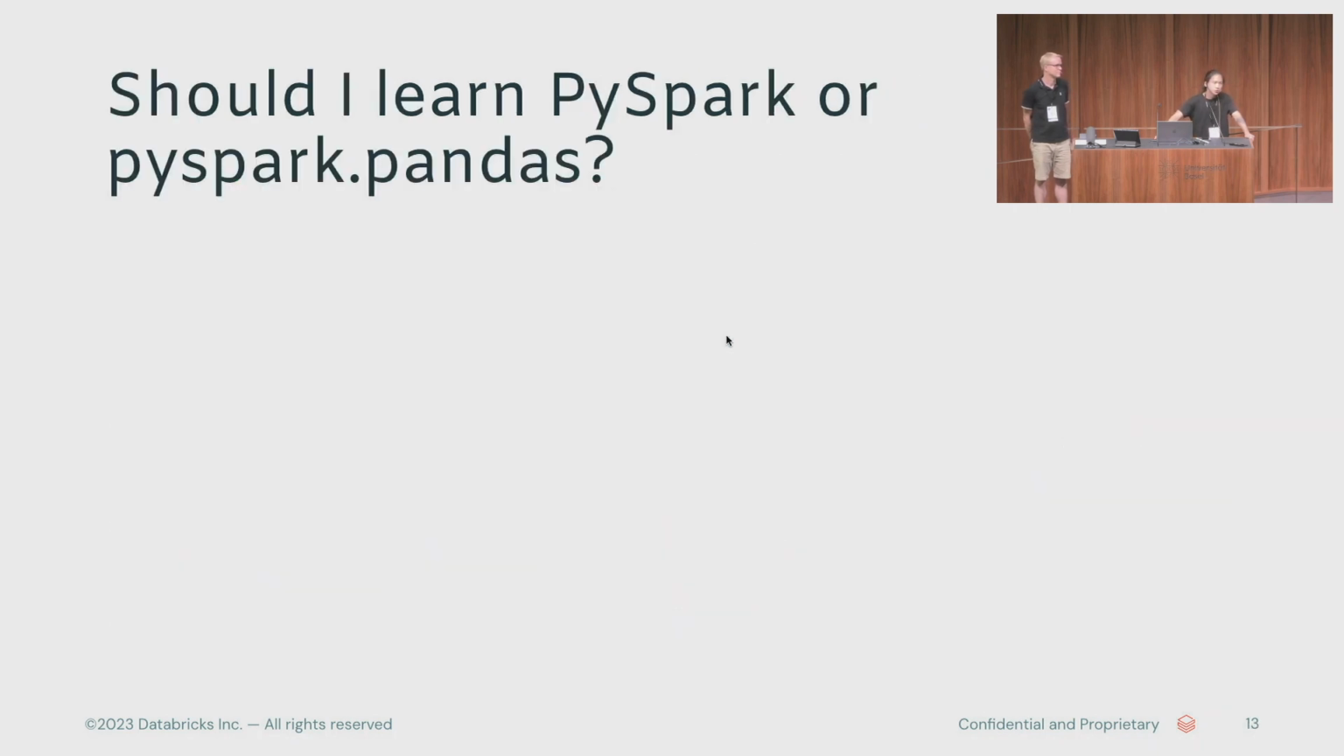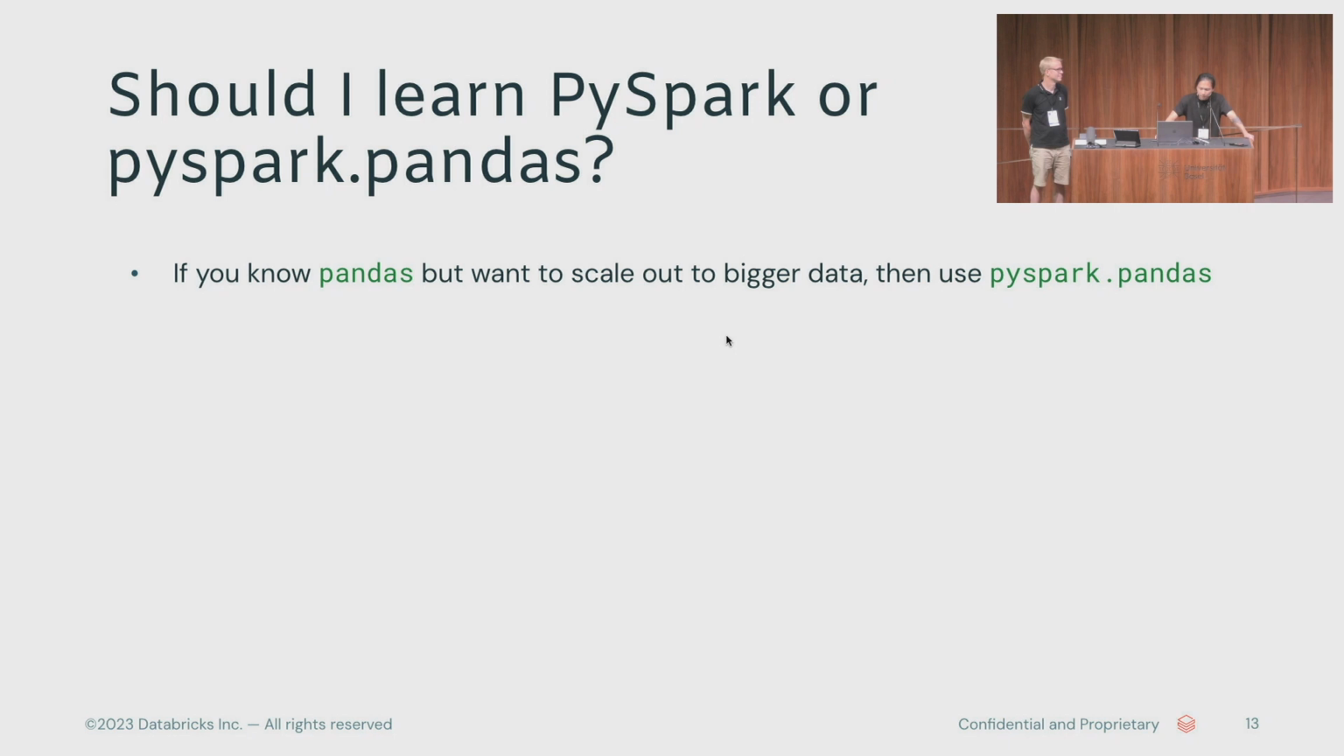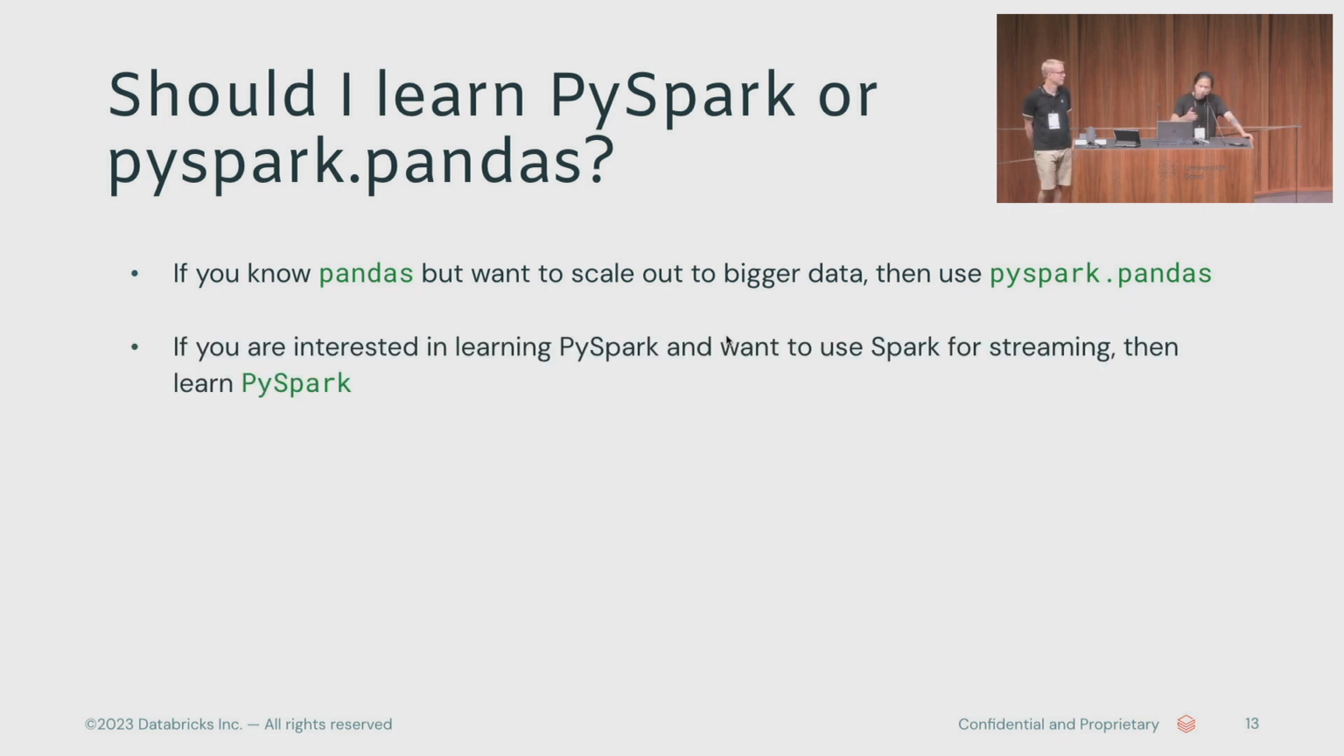All right, so should I use Pandas API on Spark, or should I learn PySpark? I have a very short answer. If you know Pandas already, and you want to scale it out to bigger data right away, then just use Pandas API on Spark. If you're interested in learning PySpark, and you want to use machine learning or structured streaming or other features like history server, then PySpark is probably the good option for you.